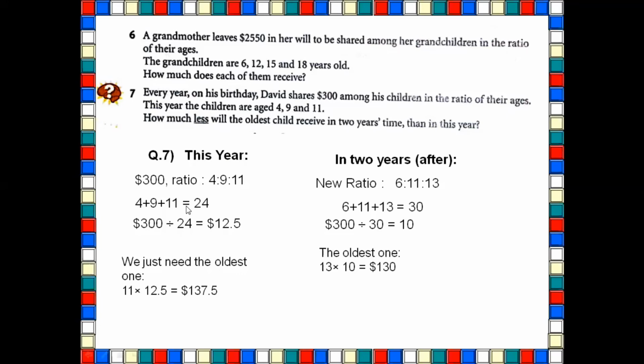So again, the oldest kid or children this year will get $137.5. After 2 years, he will be 2 years older. He will get $130. It says in the question, how much less will the oldest child receive in 2 years? How much less? Yani this year, after 2 years, he will get less money because he's older. So $137.5 minus $130, he's gonna get $7.5 less in 2 years.